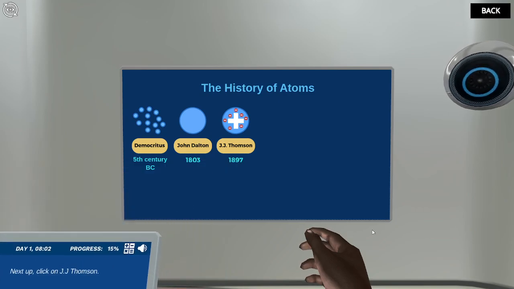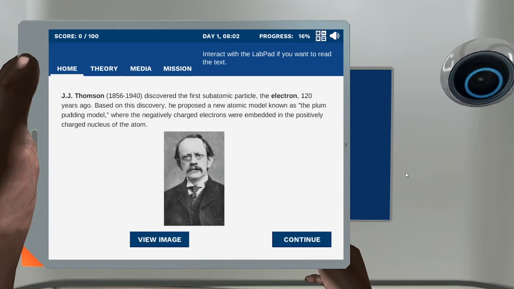Next up, click on J.J. Thomson. J.J. Thomson discovered the first subatomic particle, the electron, 120 years ago. Based on this discovery, he proposed a new atomic model known as the plum pudding model, where the negatively charged electrons were embedded in the positively charged nucleus of the atom.